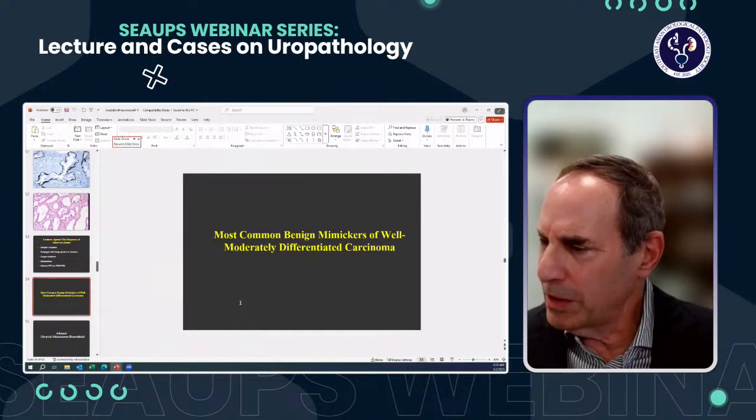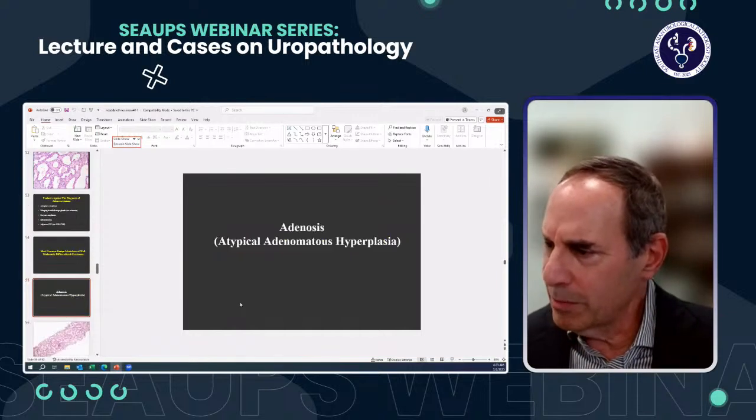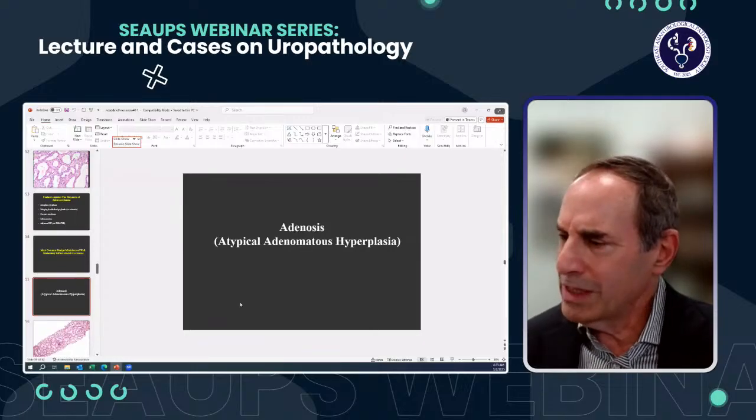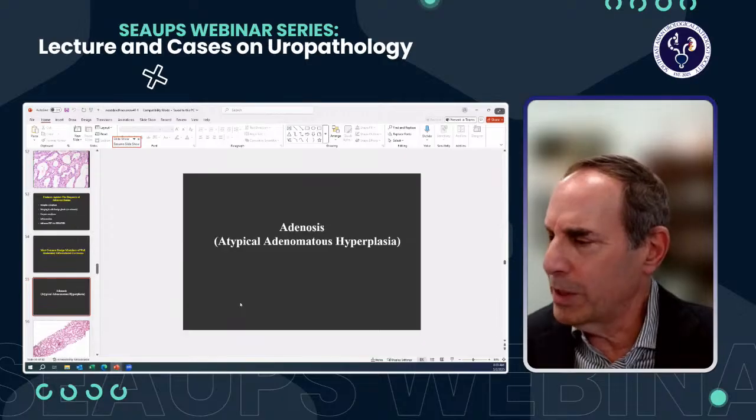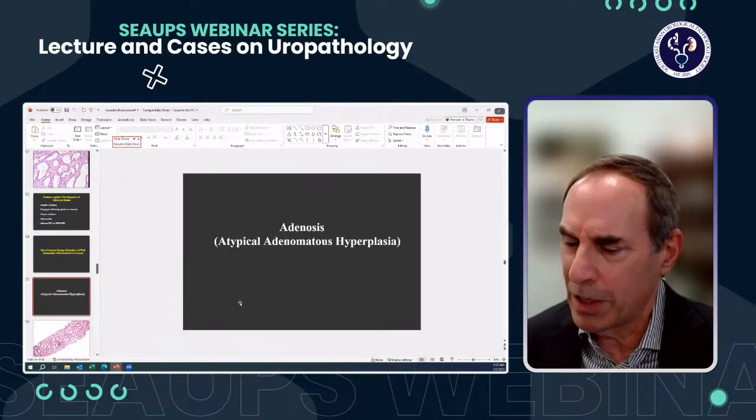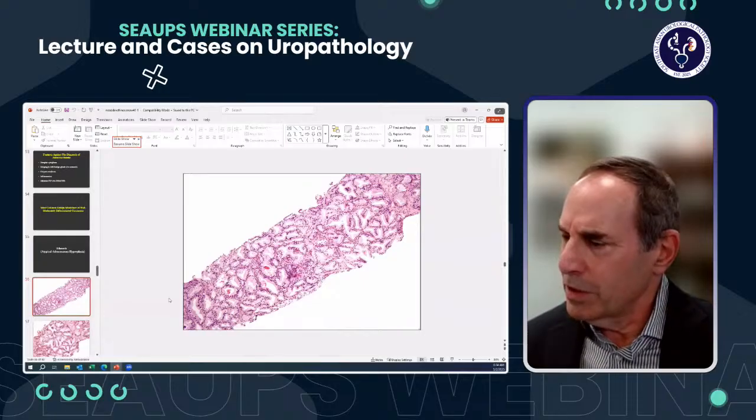I'll get to cover all the mimickers of cancer, but let me cover two of the most common ones. One is adenosis. It's also been called adenomatous hyperplasia or atypical adenomatous hyperplasia. So this is a case of adenosis on needle biopsy.